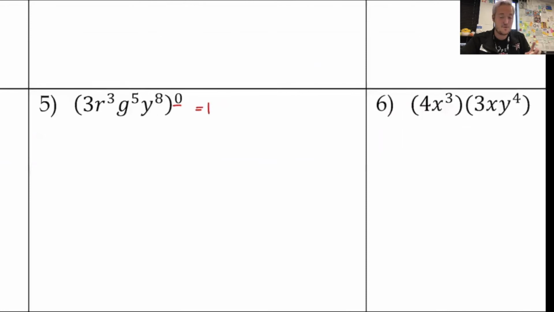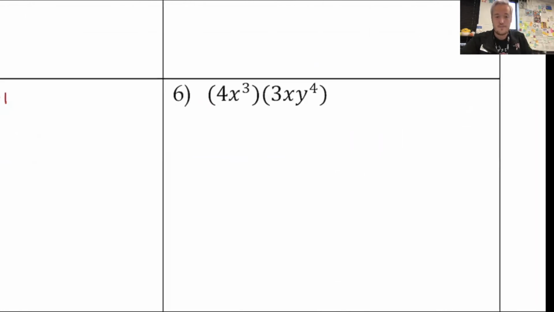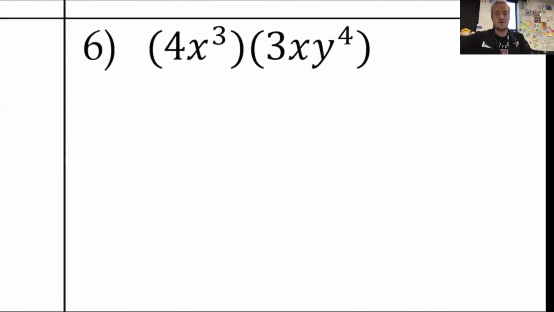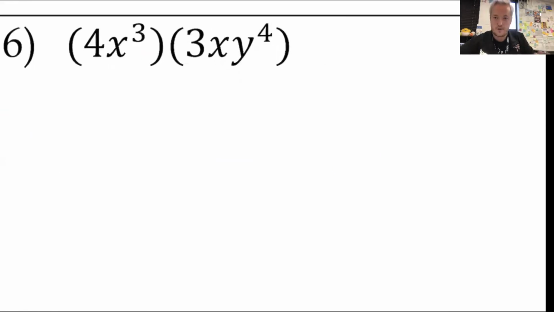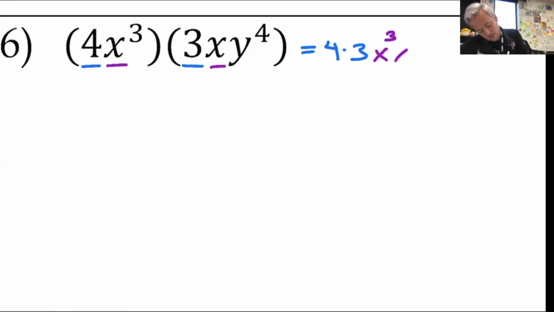Just be careful. If there's not parentheses there, then it's not all just going to be 1. All right, number 6. So we're going to start incorporating some random bases and actual values. So I'm going to rearrange it before I actually do anything first. What I mean by rearrange is I'm going to move all the values to the very front, so 4 times 3. Then I'm going to put all the x values together, so x cubed times x. And then I have my y value at the very end.